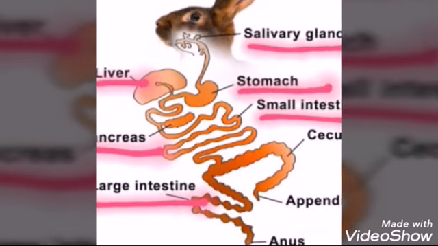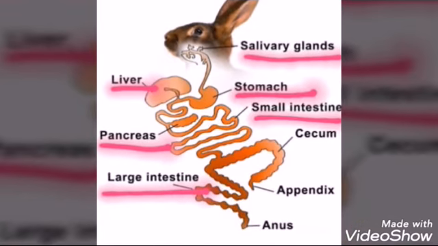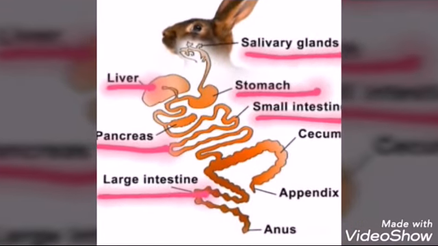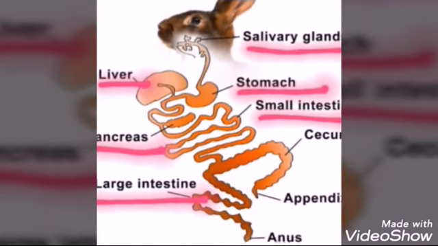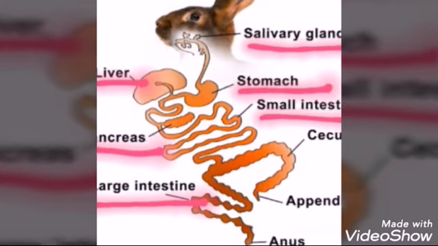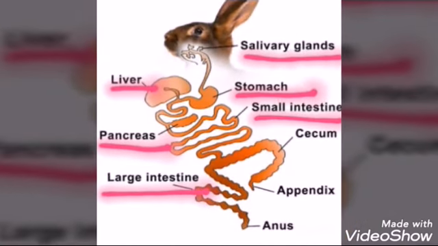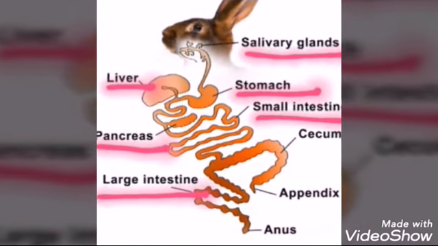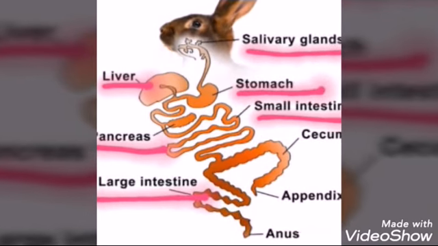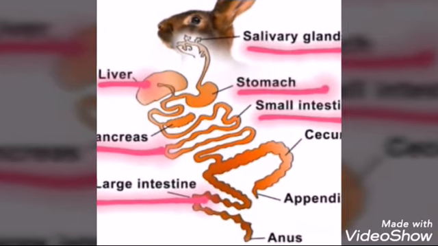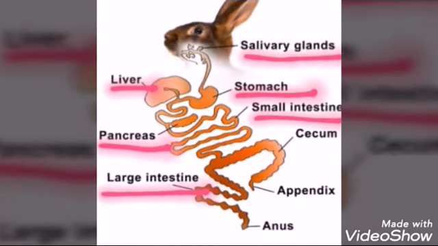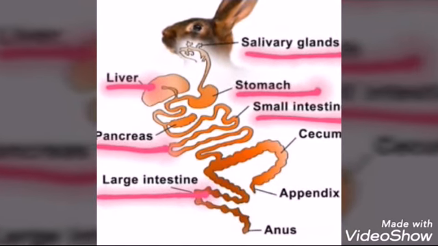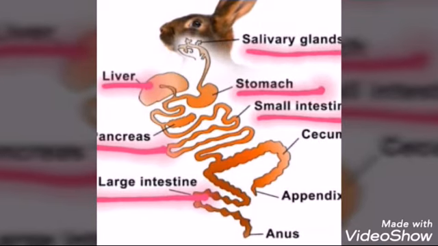Salivary glands are located in buccal cavity. They secrete saliva. Then gastric glands are located in stomach region. They secrete gastric juices. Then liver secretes bile juice, pancreas secretes pancreatic juice and intestinal gland secretes intestinal juice. These secretions of digestive glands help in digestion of food in the alimentary canal.